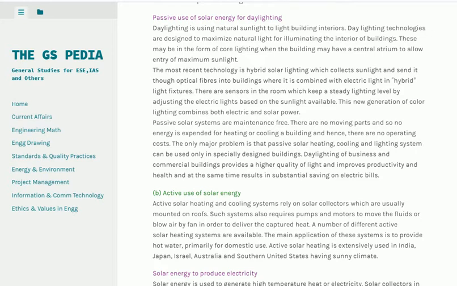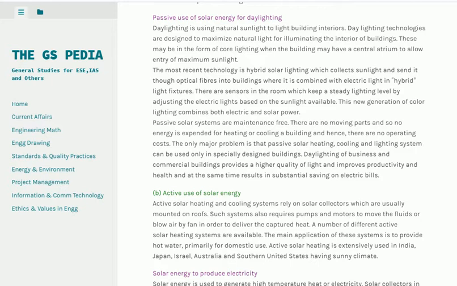through optical fibers into buildings, where it is combined with electric light in hybrid light fixtures. There are sensors in the room which keep a steady lighting level by adjusting the electric lights based on the sunlight available. This new generation of lighting combines both electric and solar power.